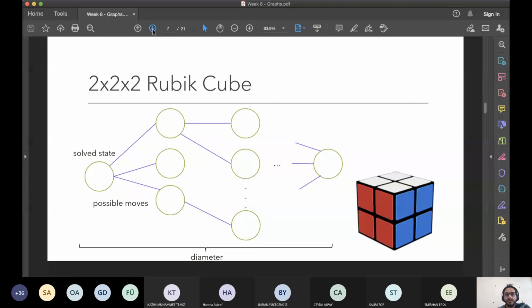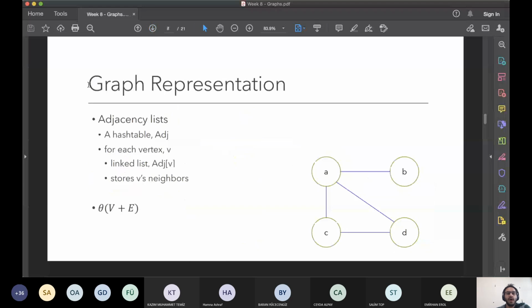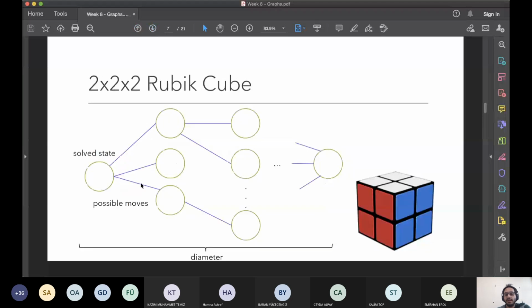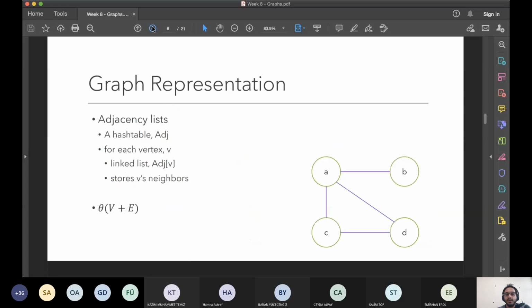Okay, guys. I'm explaining this because I'm going to give you a question about this Rubik's cube in one of your problem sets. I want you to solve this problem. So how can we represent this graph? Like I said, there are 200 million states. How can we represent this graph? We can use the adjacency list, which is a nice way to represent a graph.